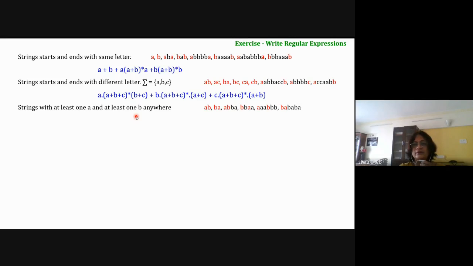Okay, so now the next one, strings with at least one A and at least one B anywhere. So they are saying that A and B should be there in the string at least once, and they can be there anywhere. So your minimum length string is AB or BA. So it can occur in this sequence: A first, B afterwards, or B first, A afterwards, and then anywhere, or if the string length is more than two, A and B can be there anywhere. But at least they should be there once. So the sequence can be here A is before, B is afterwards. Here B is before, A is afterwards. So either one of them will occur.